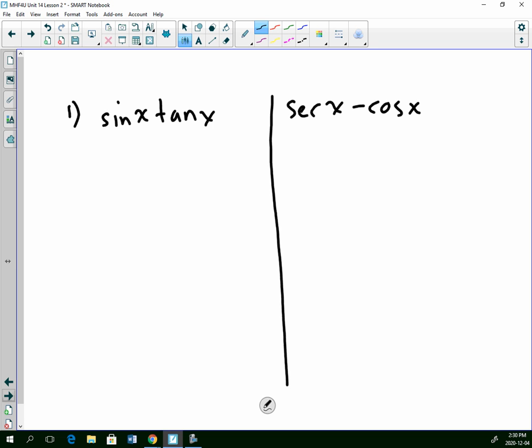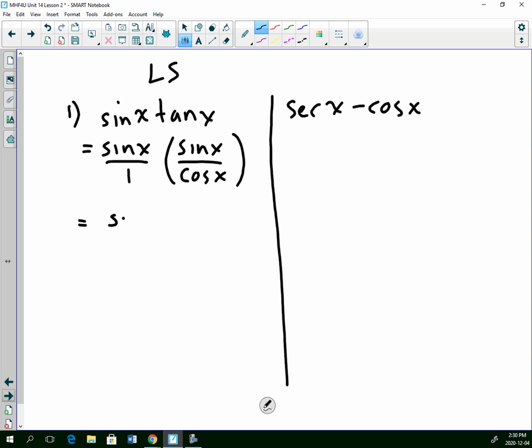Okay, so on the left side, I'm going to follow my strategies of changing everything to sine and cosine, and then see what happens. So I know that tan x is equal to sine x over cos x. So this is the left side. And then what I would like to do is simplify, right? We always change to sine and cosine and then see what we can do to simplify. So the only thing I can do here is just multiply these two terms together. So sine x times sine x is sine squared, and that's over cosine. So that's all I can do to simplify.